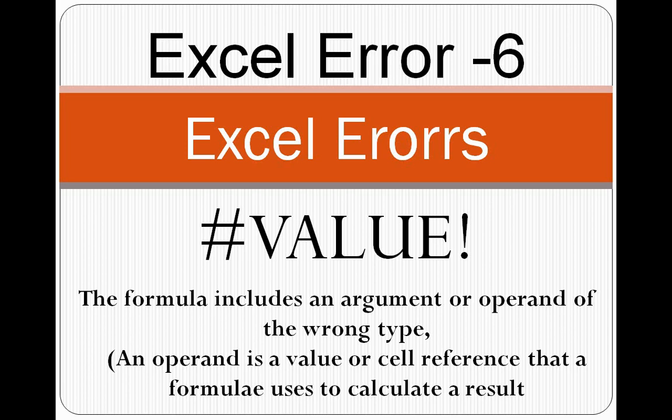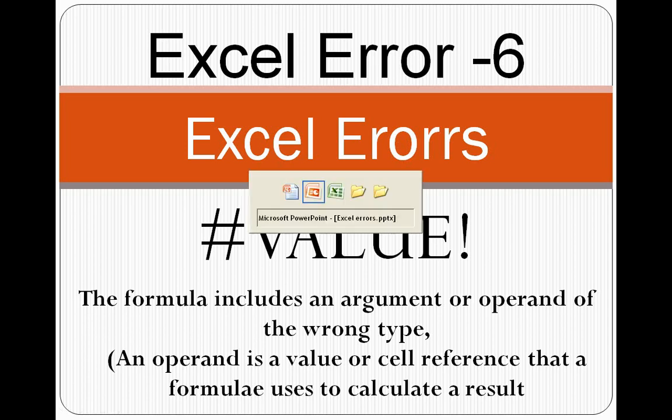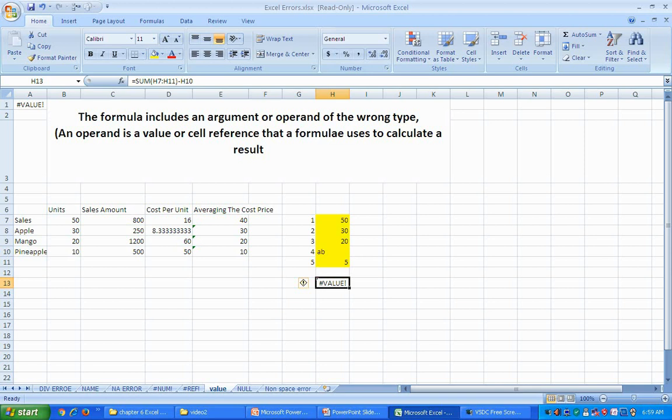Let's move on to Excel Error 6, value error. This appears generally when the formula includes an argument or operand of the wrong type. An operand is a value or cell reference that a formula uses to calculate a result. Let's see what it is actually in a spreadsheet. Let's move on to the Excel sheet.